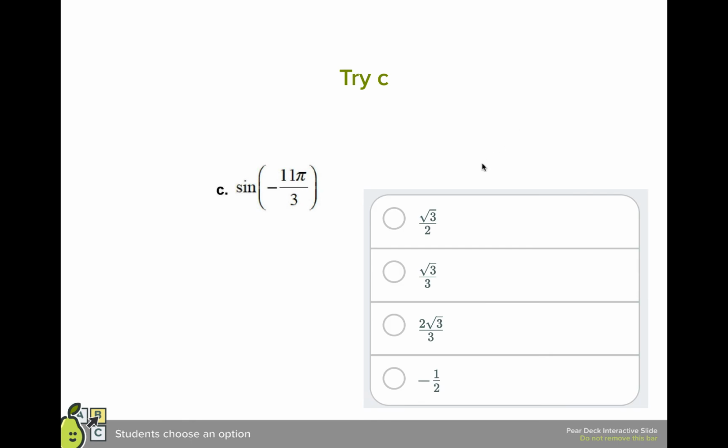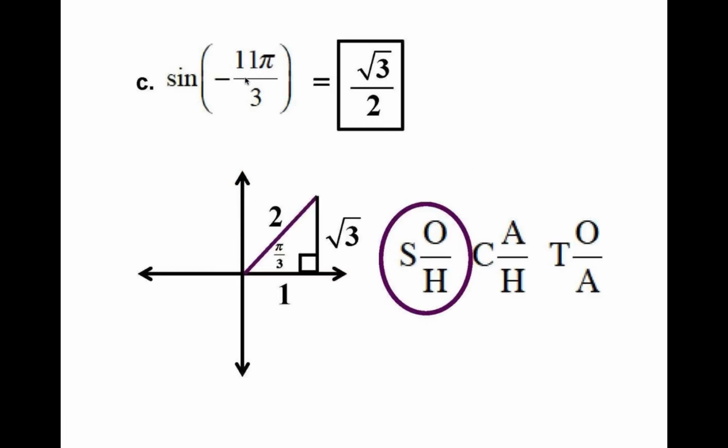Try C. Okay, going in the negative direction, this 3 goes into 11 3 times. So that would be 3 2/3 pi. So half pi 1, 1.5, 2, 2.5, 3, 3.5, 3 2/3. So it would be right here, where this is pi over 3, which is equivalent to 60. So this would be root 3. Opposite the hidden 30 is 1. The hypotenuse is 2. And then the sine ratio is O over H. So it's root 3 over 2.